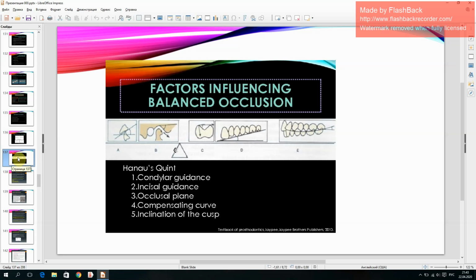Factors influencing balanced occlusion: Hanau's quint, condylar guidance, incisal guidance, occlusal plane, compensating curve, inclination of the cusps.